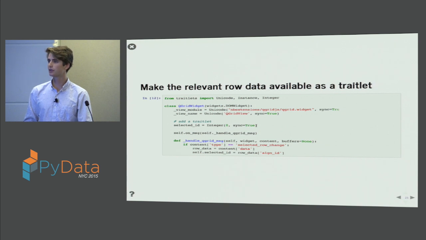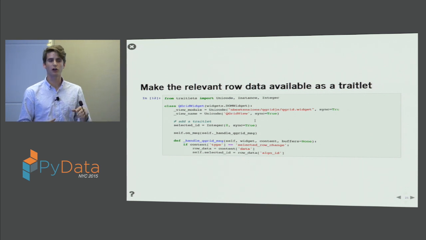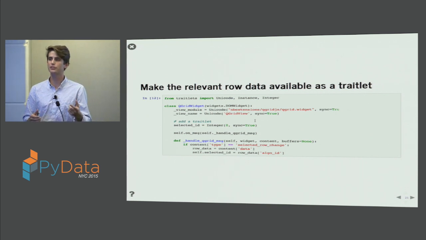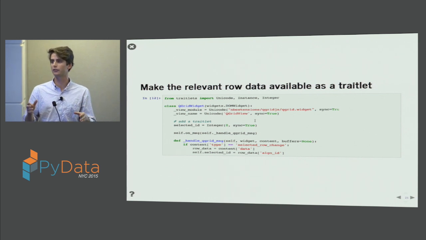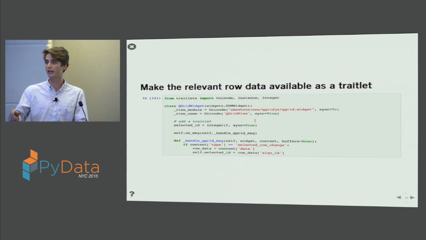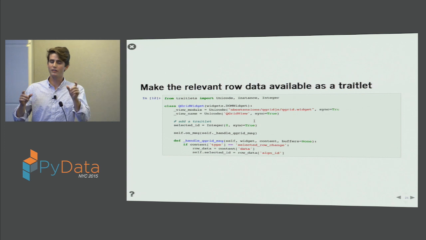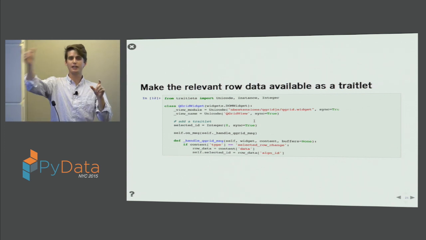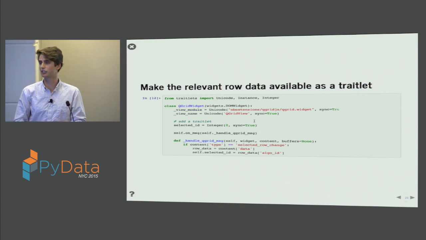This little sync equals true is part of the traitlets library. And traitlets are type-safe attributes that you can add to modules. They're particularly useful in widgets because they take this sync argument, and that says when this attribute changes, send it to the view. Make it available to the view when something changes.